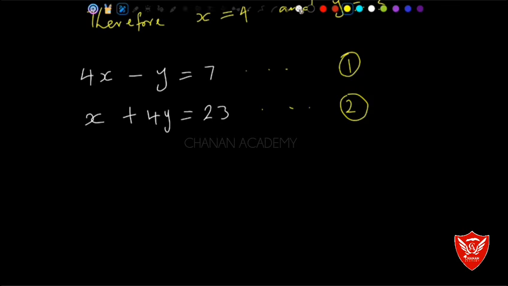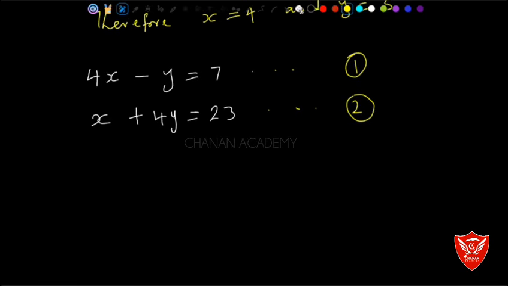Now you realize that the coefficient for x in equation 1 is 4, and the coefficient for x in equation 2 is 1. The coefficients are not the same. Even for y, they are not the same. So for us to be able to use the elimination method, we have to make their coefficients the same. Similarly, the coefficient for y in equation 1 is minus 1, and the coefficient for y in equation 2 is 4.